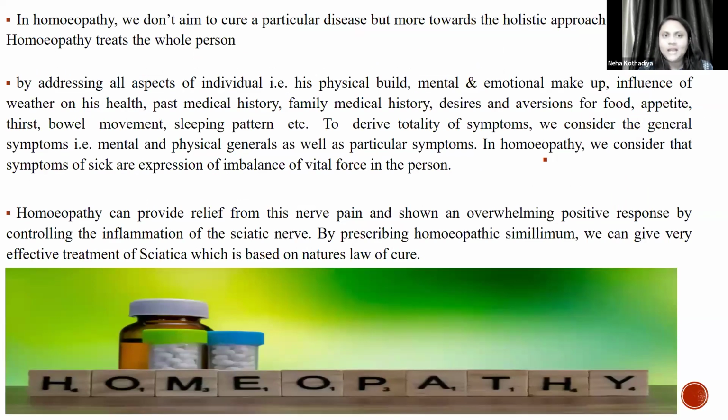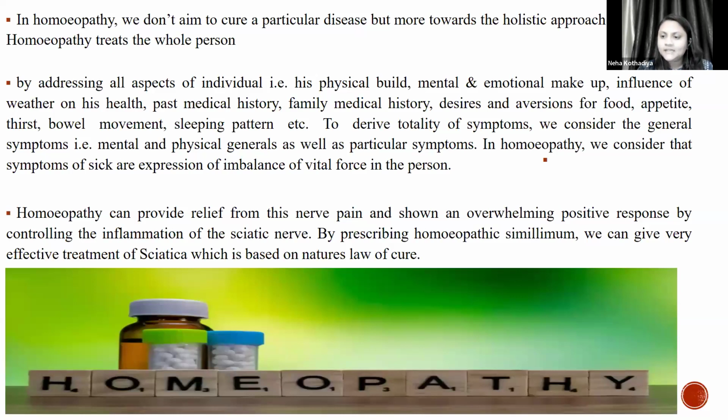In homeopathy, we don't only aim to cure the particular disease condition, but take a holistic approach to treating the whole person by addressing all aspects of the individual: physical build-up, mental and emotional makeup, past history, family medical history, desires and aversions. From all these we take the totality of symptoms, considering mental generals, physical generals, as well as particular peculiar symptoms, and prescribe medicines for the sick person. In homeopathy, we can provide relief from the pain and show an overwhelmingly positive response by controlling the inflammation and irritation of the sciatic nerve that result in sciatica.